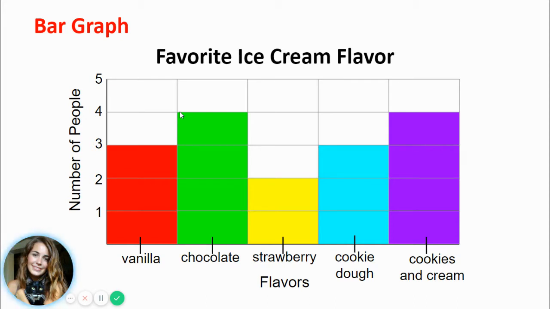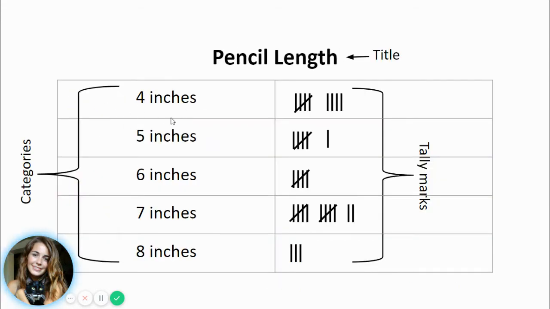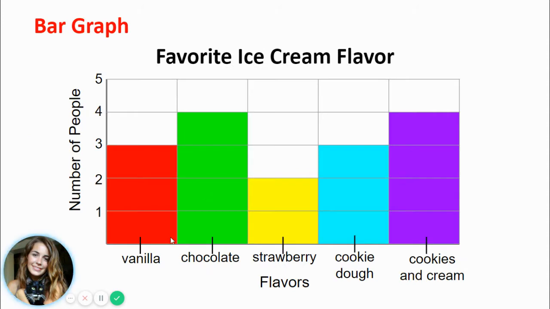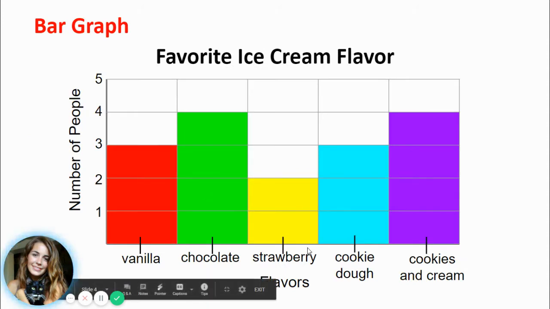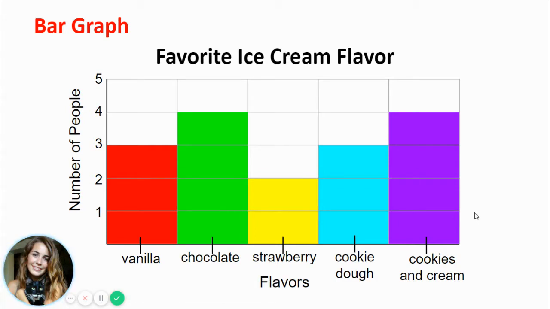A bar graph is also going to have categories, just like a frequency table. In a frequency table, your categories are over here. In a bar graph, they're actually along the bottom. So remember, the categories are like answer choices. So the categories for favorite ice cream flavor on this bar graph are the flavors: vanilla, chocolate, strawberry, cookie dough, cookies and cream. And then you're going to have the number of people.